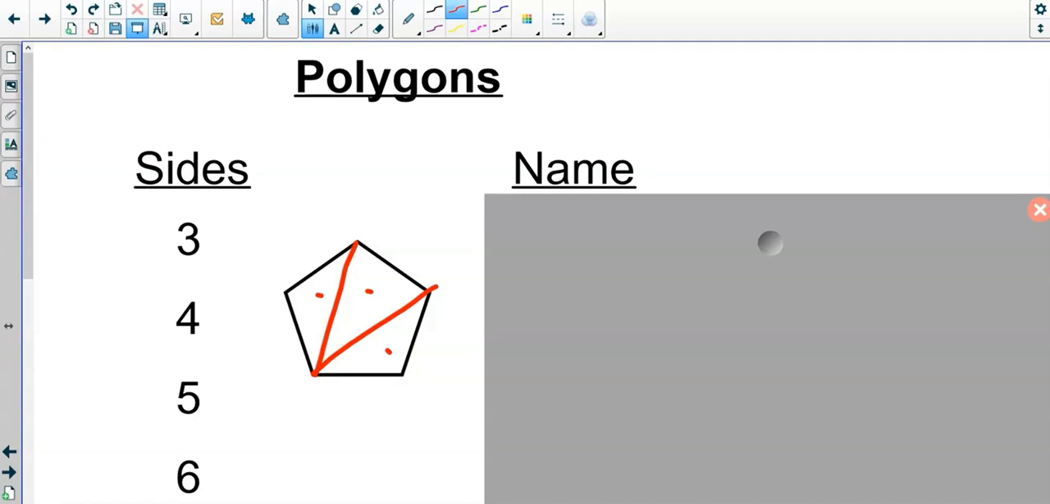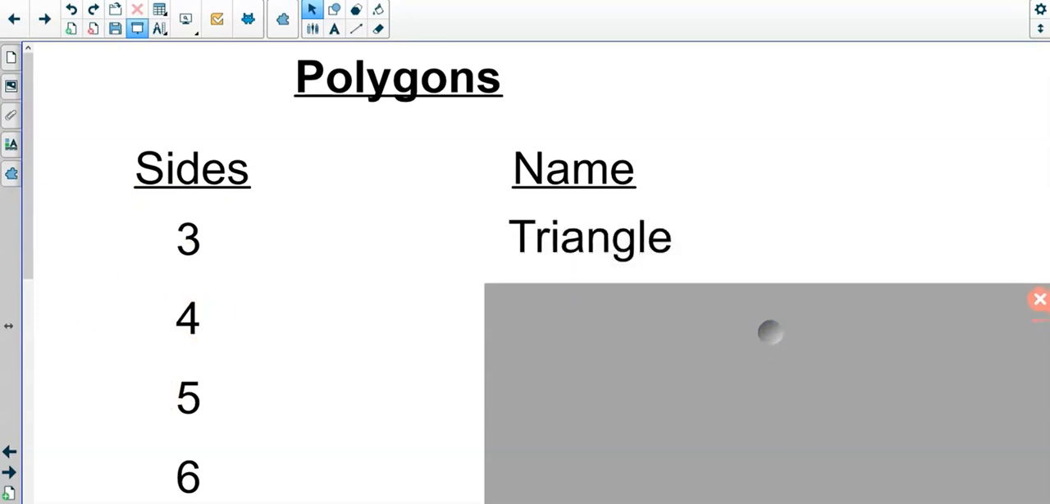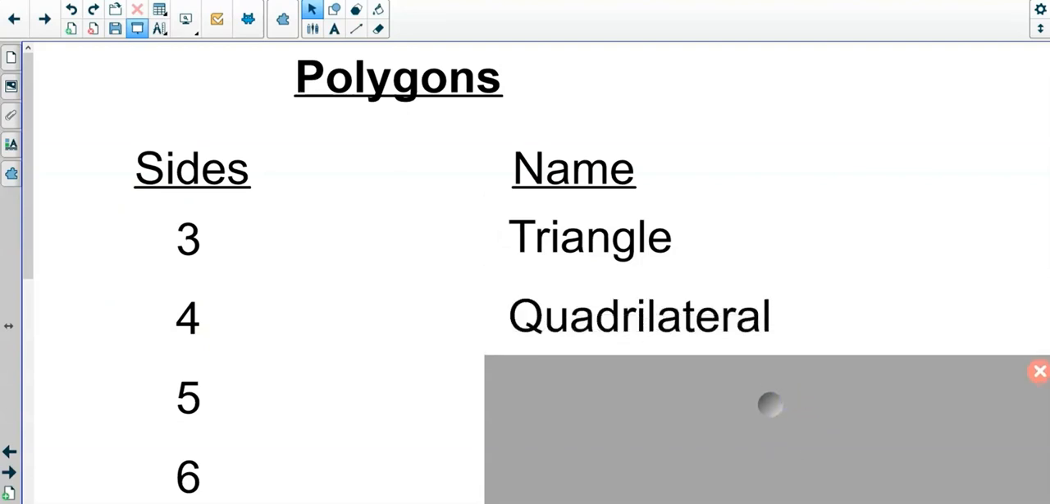So what we're doing on this screen real quick is, since we're going to talk about other polynomials, you need to know their names. So that's what you're going to see here. If you have a 3-sided figure, what's the name of it? It's a triangle. If you have a 4-sided figure, what's the name of it? We already know this. It is a quadrilateral.